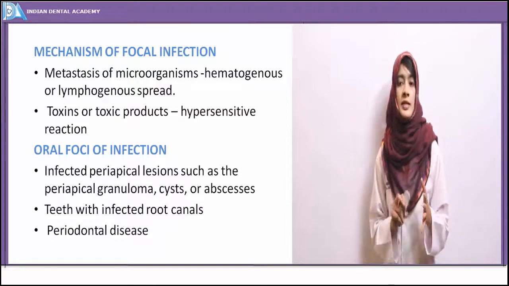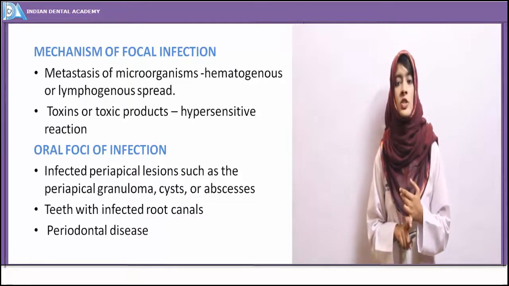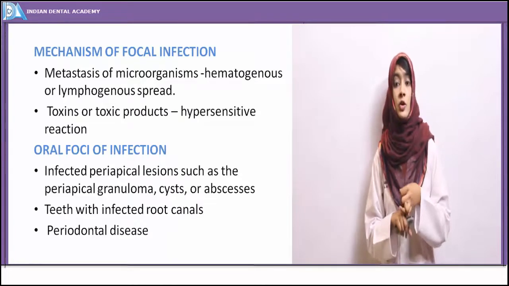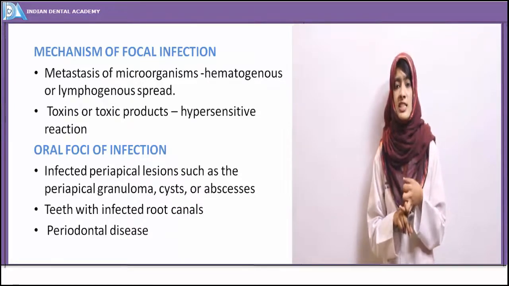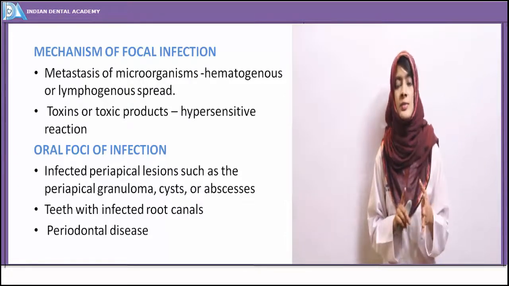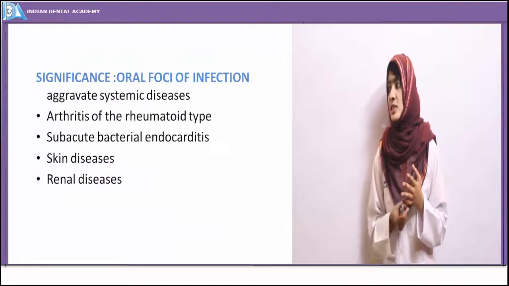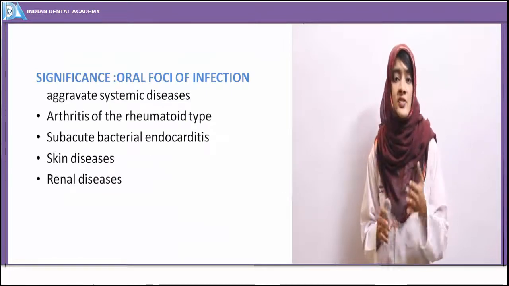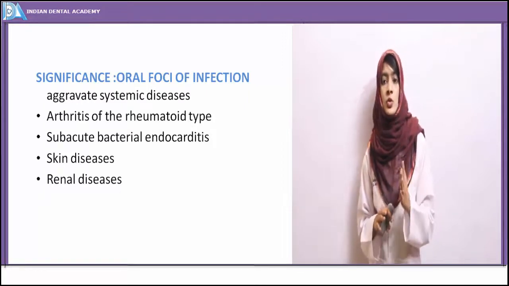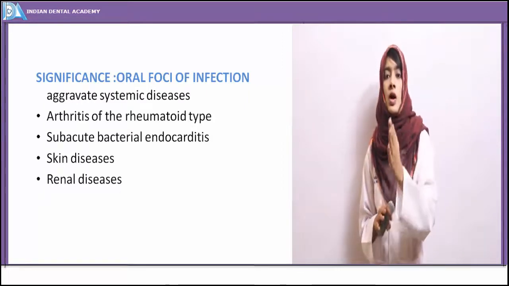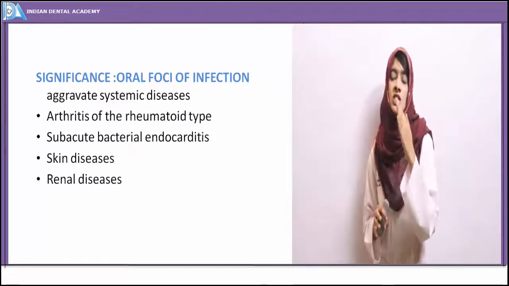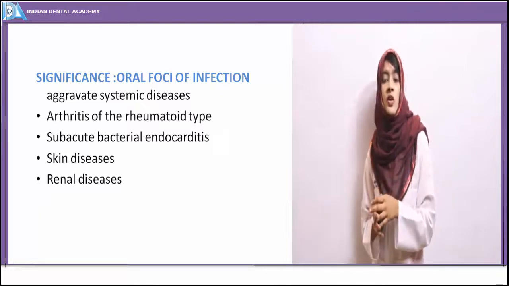Okay, so the basic two mechanisms: one is the hematogenous or lymphogenous spread of microorganisms directly. Second is the spread of toxic products produced by the microorganisms to a distant site, leading to a hypersensitivity reaction to that particular toxic product. So two mechanisms for the spread of infections occur. And so the oral foci of infection, the periodontal or periapical or whatever source of infection is present, are seen to cause or aggravate systemic diseases. Systemic diseases may be present, and they are just aggravated by these oral foci of infection.